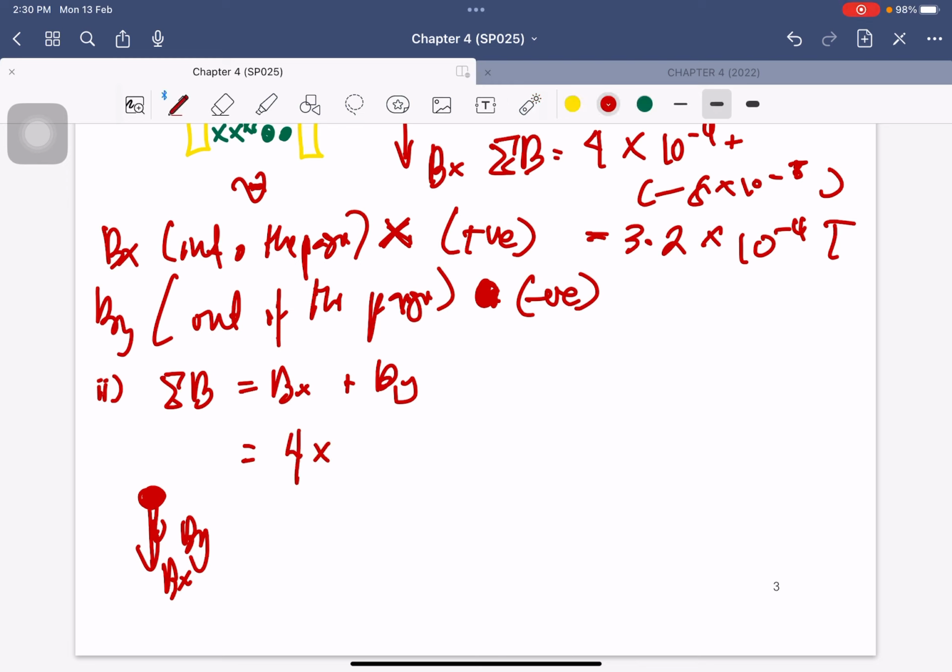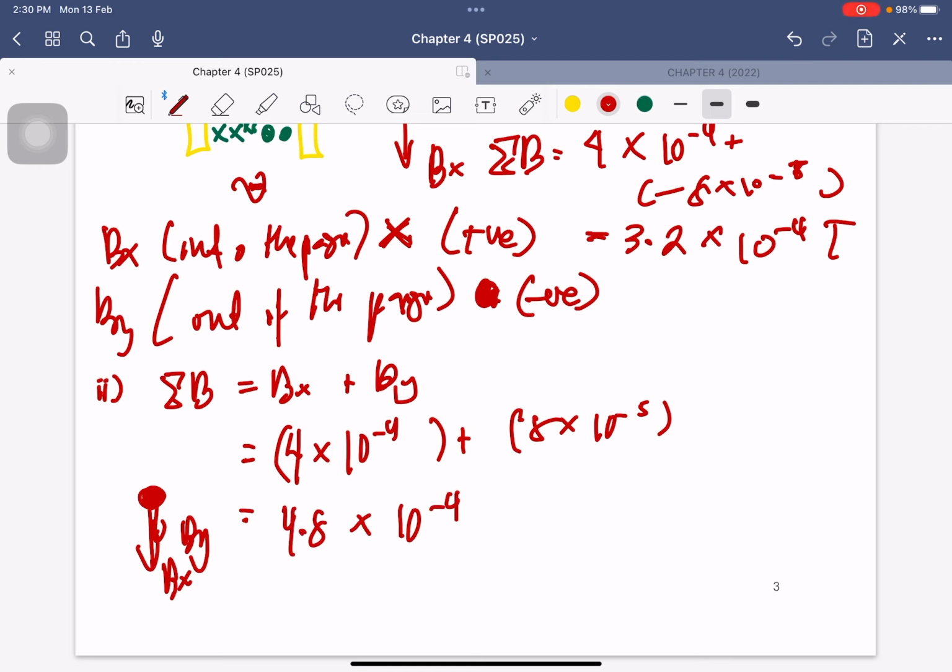So both are positive because they go into the page. So 4 times 10 to the negative 4 plus 8 times 10 to the negative 5. So you will get... my god, I didn't calculate it again. Just add. Okay, add, so you will get 4.8 times 10 to the power of negative 4 Tesla.